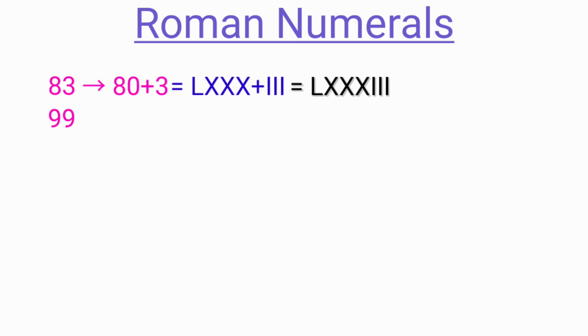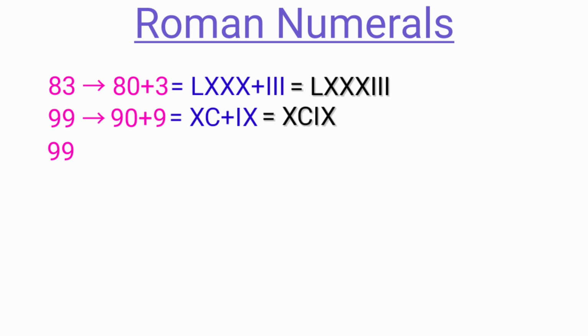Next is 99. Split 99 into tens and ones, that is 90 plus 9. For 90, we will write XC, and for 9, we will write IX. We get XCIX. There is also another way to write 99. We can also write 99 as 100 minus 1. Symbol for 100 is C, and symbol for 1 is I. To subtract the value of I from the value of C, we will write I on the left side of the C, that is IC.